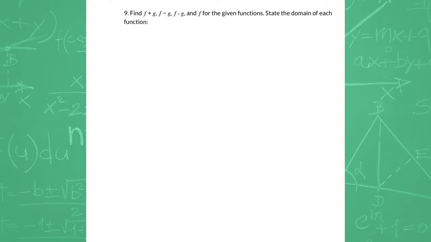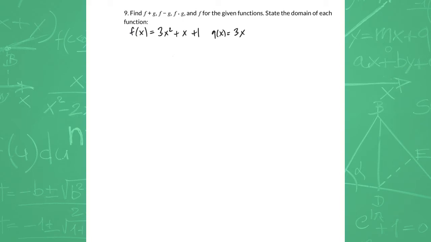Okay, number 9. So they want us to perform function operations on f and g when f is equal to 3x squared plus x plus 1 and g is equal to 3x. And they also want us to find the domain of each function.